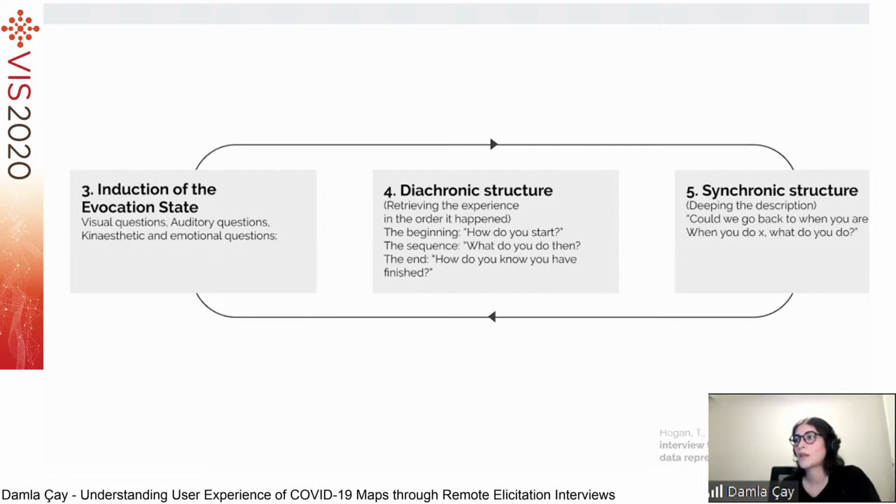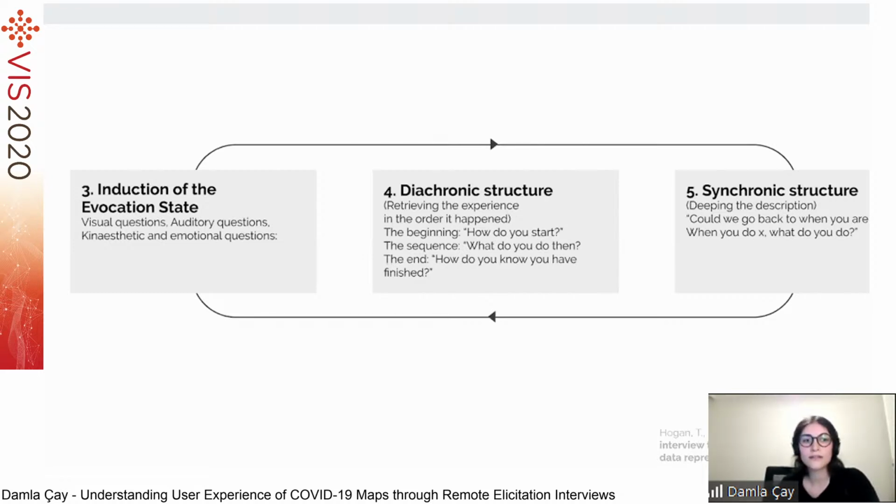over time. Example probing questions that mark the key moments of the experience are, how do you start? What do you do then? What happens at the end? How do you know you have finished? After this temporal structure is defined, the interviewer moves on to the synchronic structure to deepen the episodes defined in the previous stage. Thus, probing questions are more fine-tuned versions of the evocation stage questions, revealing the visual, auditory, kinesthetic, and emotional sensations in greater detail.